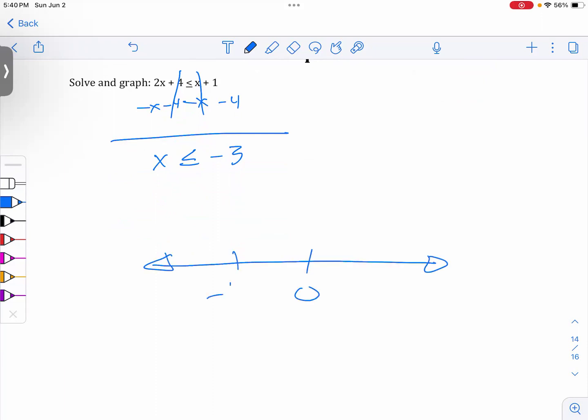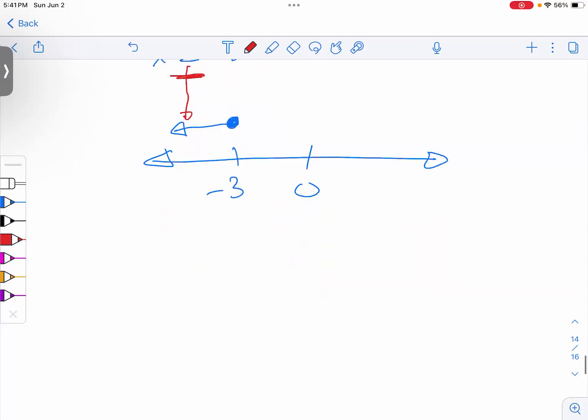Then I can graph it. 0 and -3 is right there. Included, since it is a less than or equal to, and everything below. There's a little trick: if you always write the variable on the left side, notice that the arrow will match the inequality. So less than or equal to, oh, it's going left.